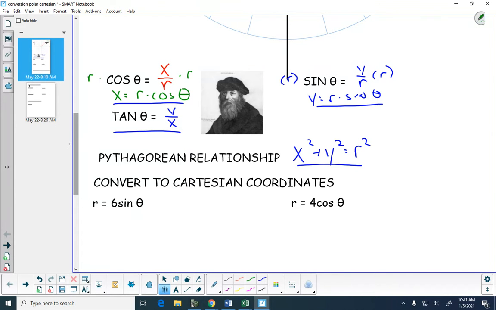And what we can do is also take the square root of both sides. r is equal to the square root of x squared plus y squared. These are relationships that allow us to go from Cartesian x's and y's into polar r's and thetas, or vice versa, r's and thetas back into x's and y's.